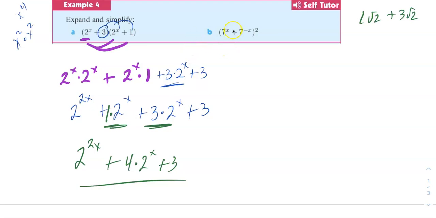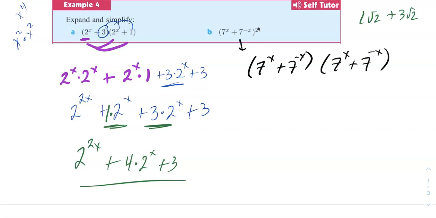Okay, the next one: 7 to the x plus 7 to the negative x, all squared. So, I'm not going to mess around. Just write it. And since we're squaring it, we're multiplying by itself. Like that. Then we're going to distribute 7 to the x times 7 to the x. Remember what we talked about. Same base, we just add the powers. So 7 to the 2x.